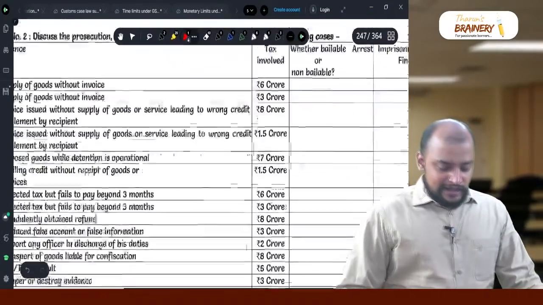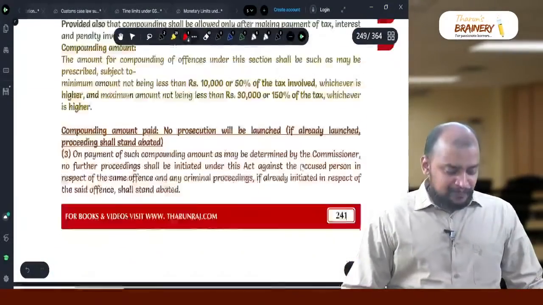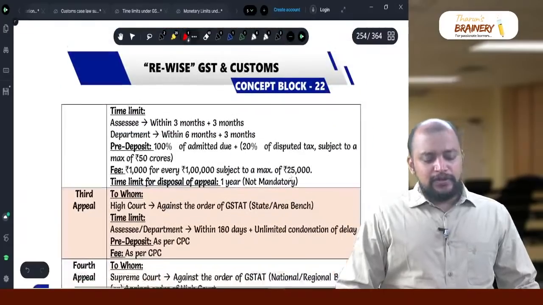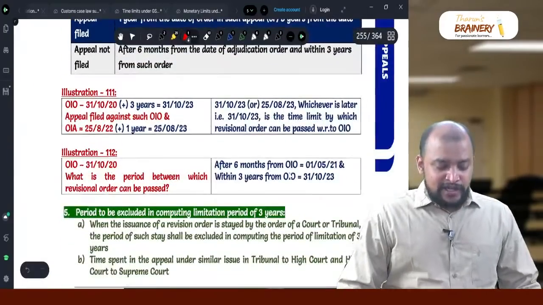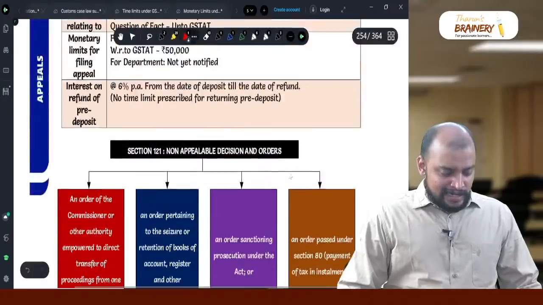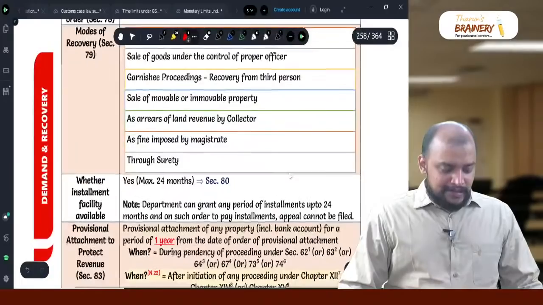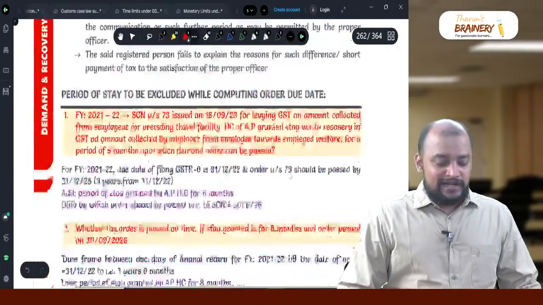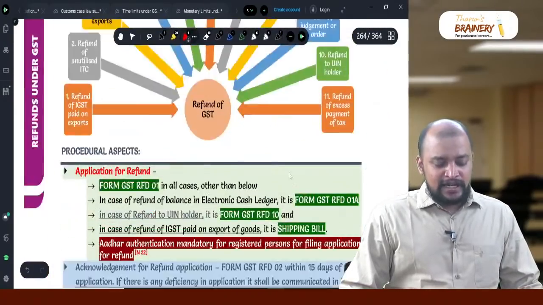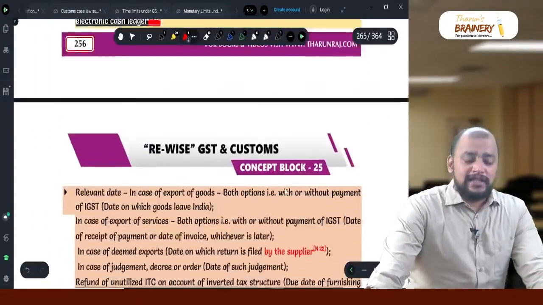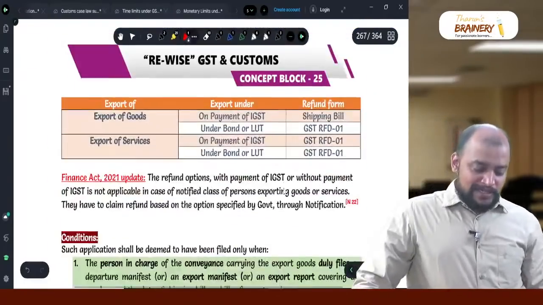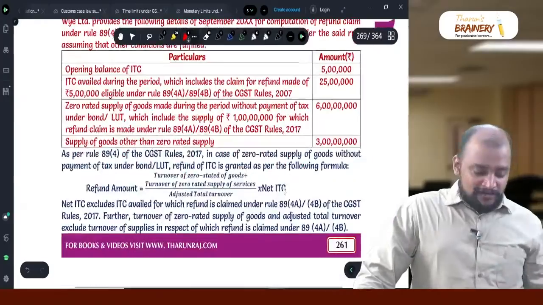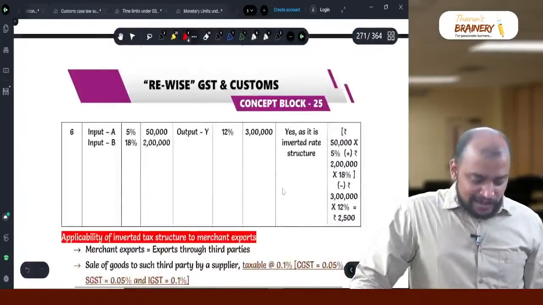So that is this. And next, in appeals, mainly pre-deposit computation can be tested. Demand and recovery, we already discussed, mainly the time limits and the penalty that will be there. Refunds, yes. In this refunds chapter, one student has requested me to do a comprehensive sum on both the refunds. Okay, I'm just doing one sum related to that.